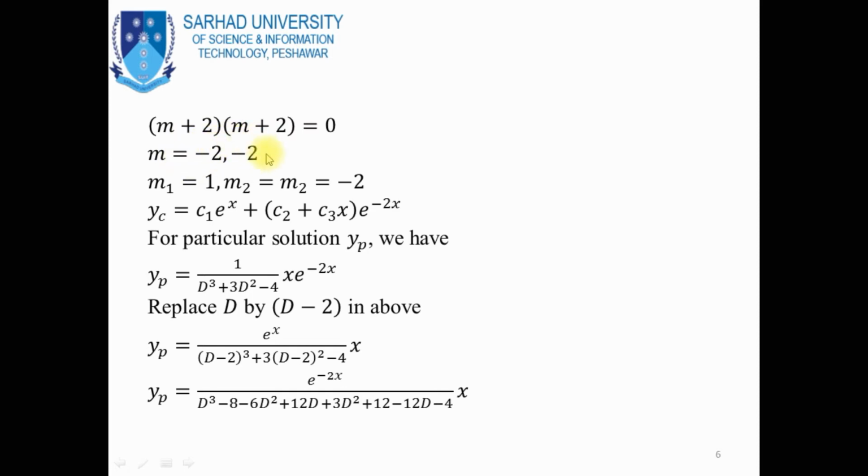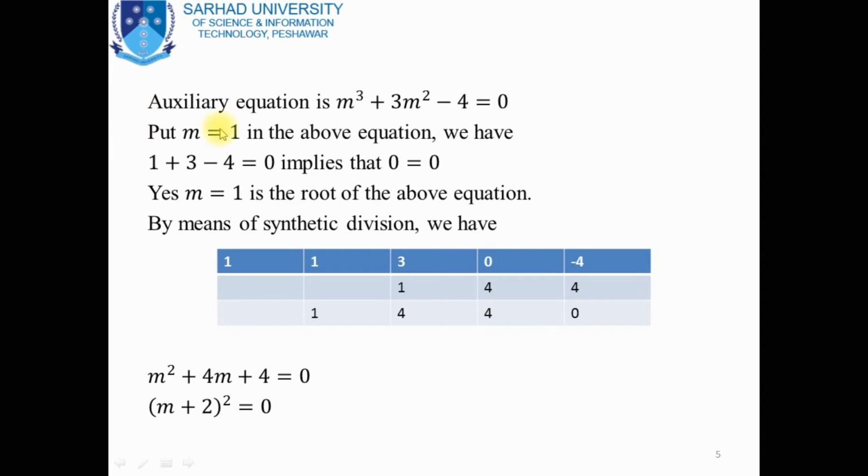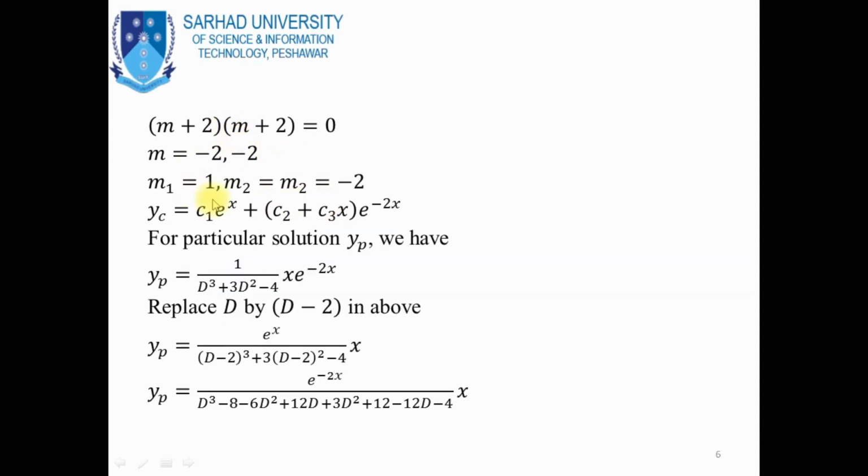So in this case, the roots are real and repeated. One root is real and different, and the other two roots are real and repeated. So there will be two cases for the complementary solution. This is the case when the roots are real and different, and this is the case when the roots are real and repeated. So c1 e power m1x plus (c2 plus c3x) e power m2x. Suppose the first root is equal to m1, and these two roots are called m2. So c1 e power x plus (c2 plus c3x) into e power m2x, and m2 is actually minus 2.